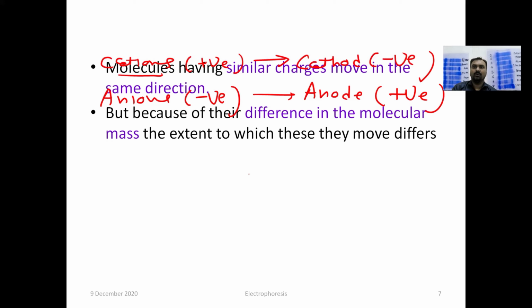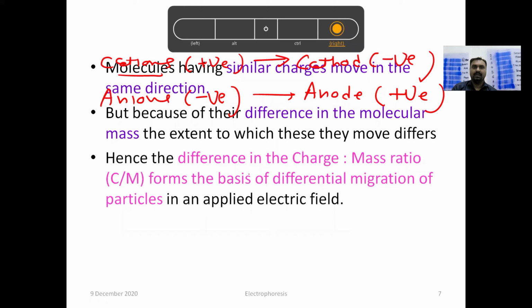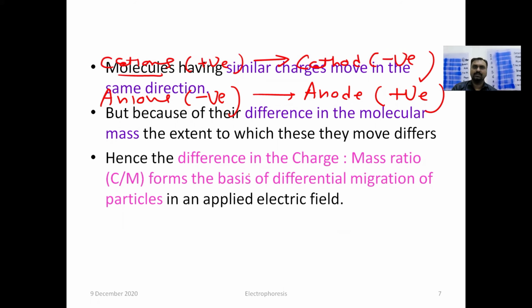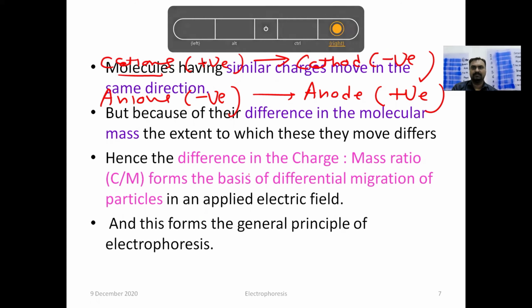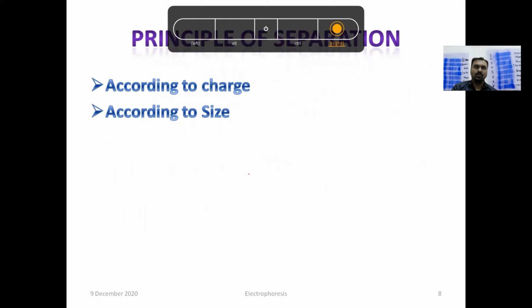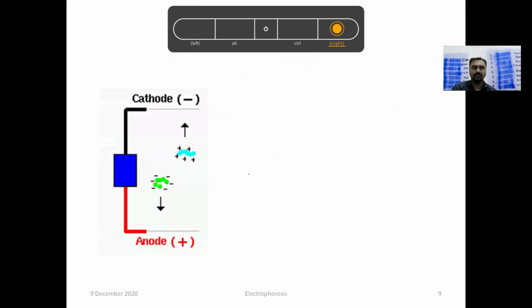But because of the difference in their molecular mass, they differ in their electrophoretic mobility. Hence, based on the charge and mass ratio, the migration is different, and we can separate the molecules based on their charge and mass in the electrical field. That is the general principle of electrophoresis, right? So they will move according to charge, or according to size.